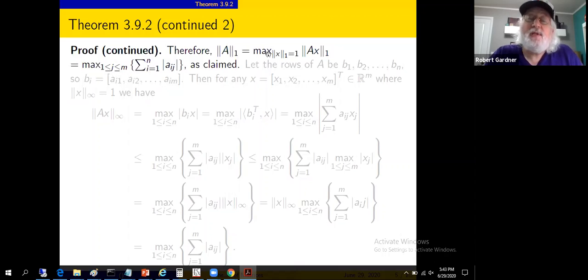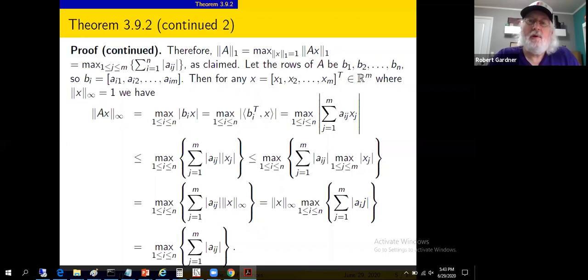Okay, let's do the same thing for the L infinity norm. And conceptually, it's the same. We'll get an upper bound, and we'll show that upper bound is attained for some unit vector. Okay, let the rows of matrix A be B1, B2 through B sub n. The B sub i's then have components a_i1, a_i2 up through a_im. Same kind of thing we did previously, except now we're talking rows.